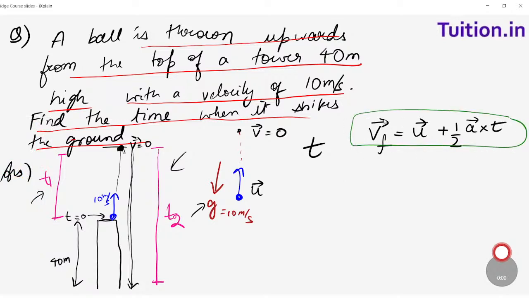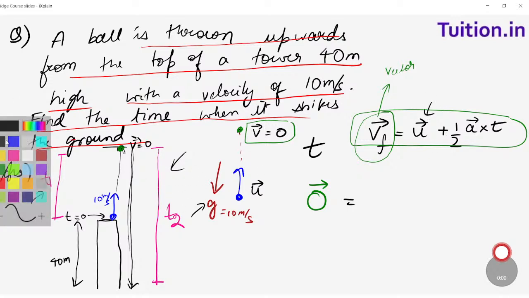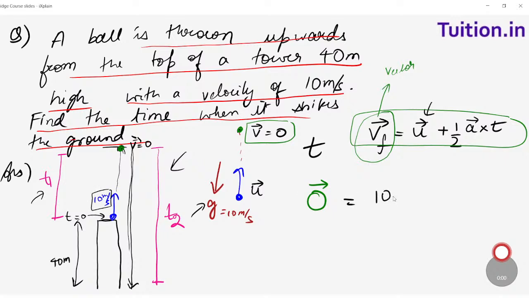We have to use this equation. Vf bar. It is a vector, and this vector tells me the final velocity. As I said, when the object reaches the top, its final velocity will be 0. So this is a 0 vector, 0 bar, is equal to the initial velocity. What is the initial velocity? Remember, I need to use the initial velocity vector. I know the magnitude of this vector, 10, but I don't have the direction. I need the whole vector.